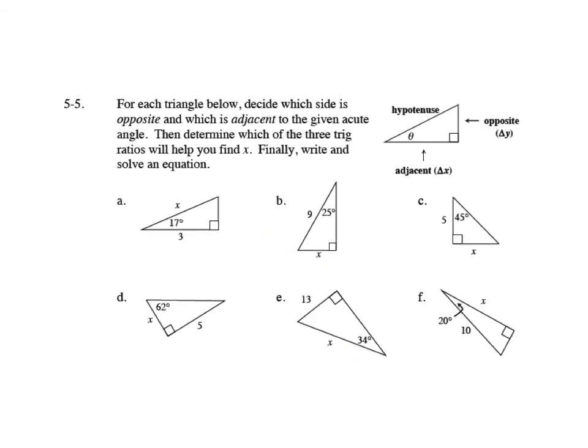So now this last problem says for each triangle, decide which side is opposite and which is adjacent to the given acute angle. Then determine which of the 3 trig ratios will help you find x. This is a very, very important problem, just to help us identify which trig ratio we are going to be using. And so how to start this, I'll help you get going.